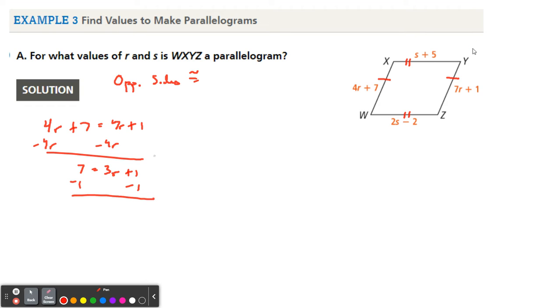I'll subtract 1 on both sides to move my constants to the left. So 6 is equal to 3R. And I'll divide by 3 to get R alone, and R is 2. So there's your value of R.